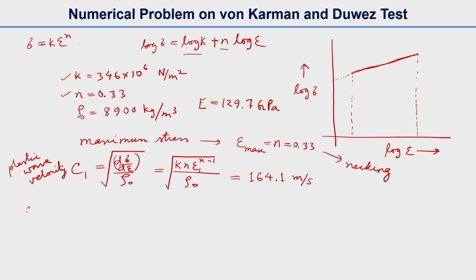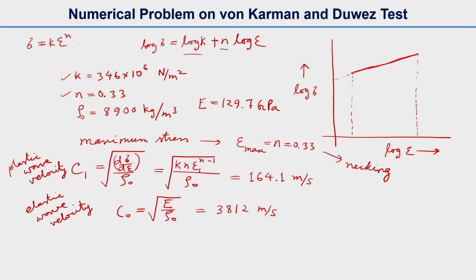And what about the elastic wave velocity? The elastic wave velocity is C naught, and as you know, this is simply the square root of E by rho naught, which gives us 3812 meter per second. As we know, it's much faster than the plastic wave.